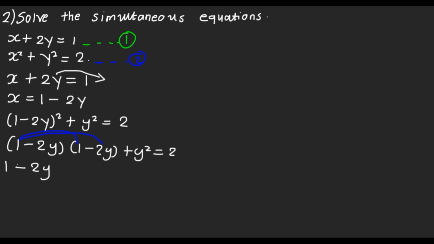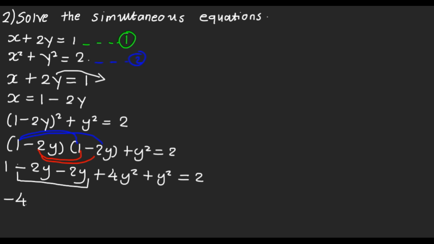We move on to the other pair. So this will be negative 2y times 1, giving us negative 2y. Then negative 2y times negative 2y, giving us positive 4y squared plus y squared is equal to 2. So these two can be added, they are like terms. So negative 2y minus 2y is negative 4y.